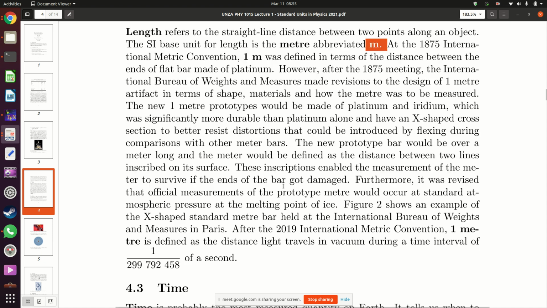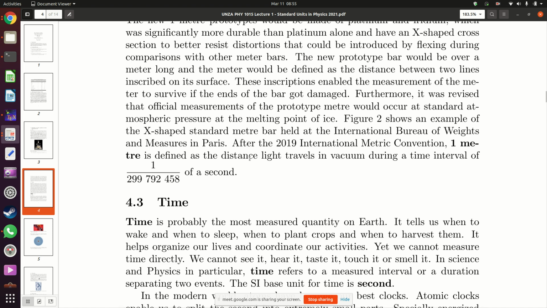From 2019 again, the meter is now defined in terms of the speed of light. And how is that? Well, the speed of light in vacuum is a constant, which is approximately 3 times 10 to the power 8 meters per second. That is 300 million meters per second. So we say light travels a distance of 300 million meters in 1 second.